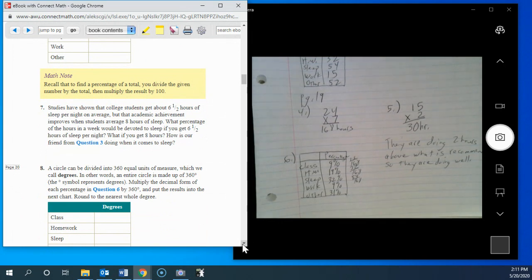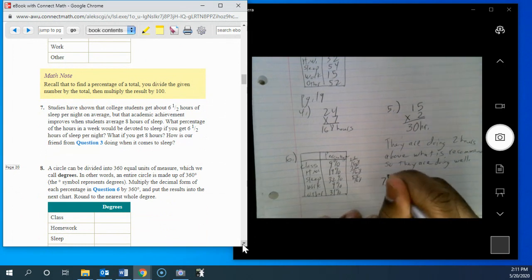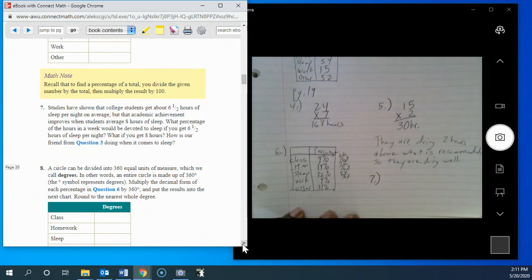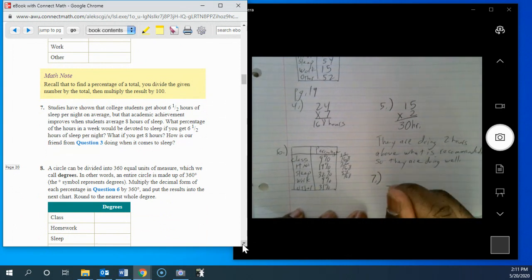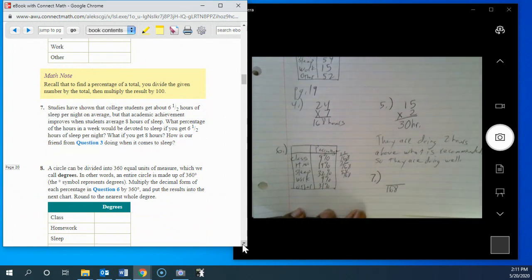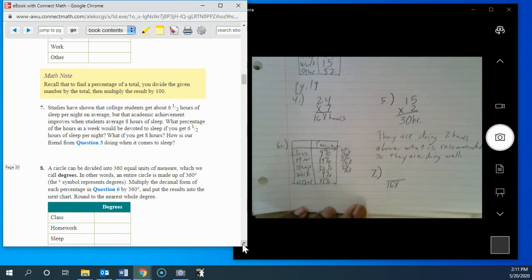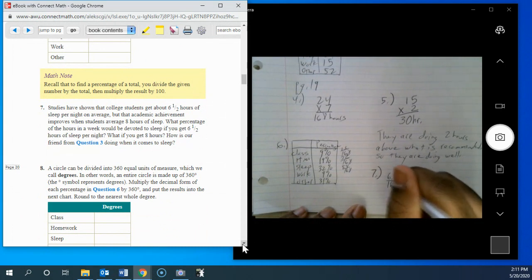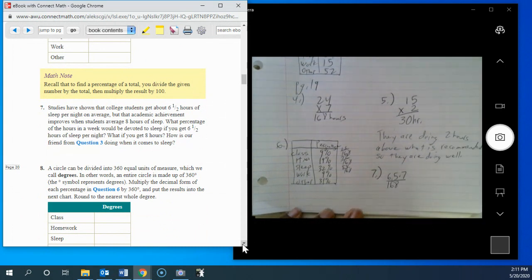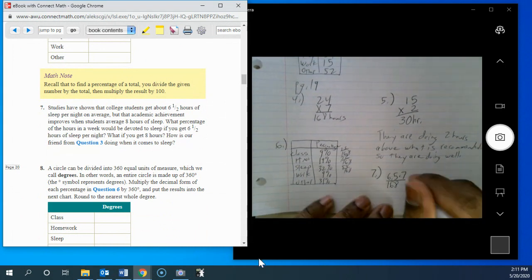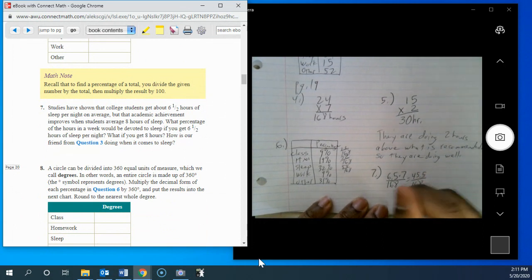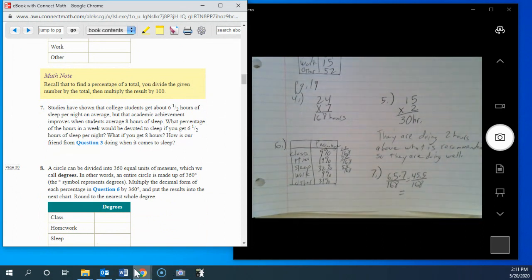Okay, so this is what we would need to do. Problem number 7. We would take, first of all, we know in a week it's 168 hours. So now it's 7 days in a week. So we would take 6.5 times 7. Now 6.5 times 7 is 45.5 over 168. So now we would divide that.